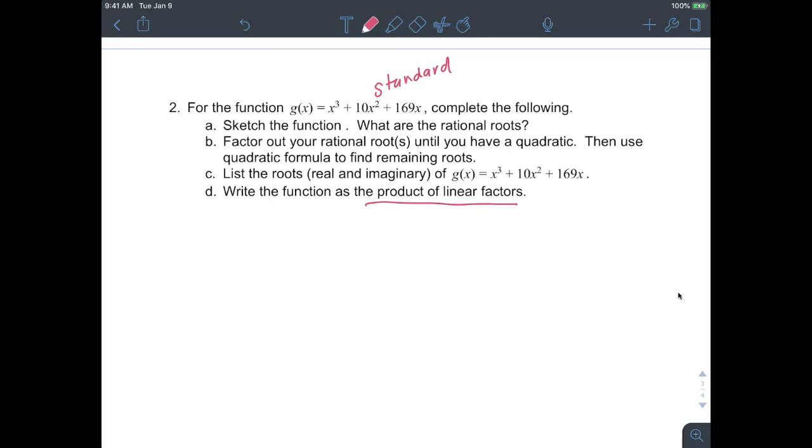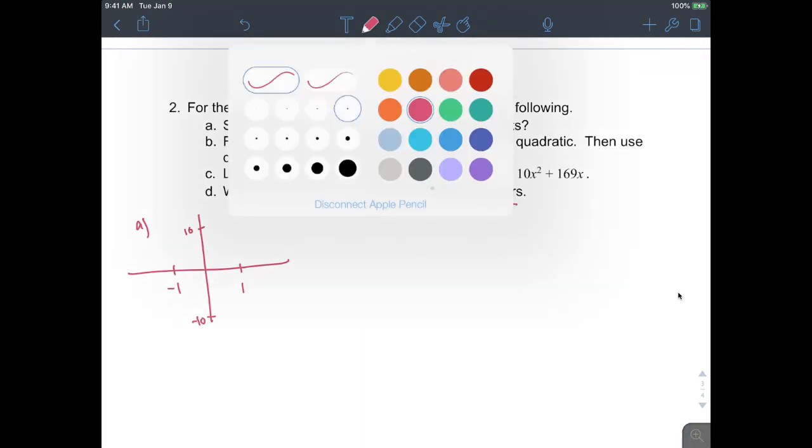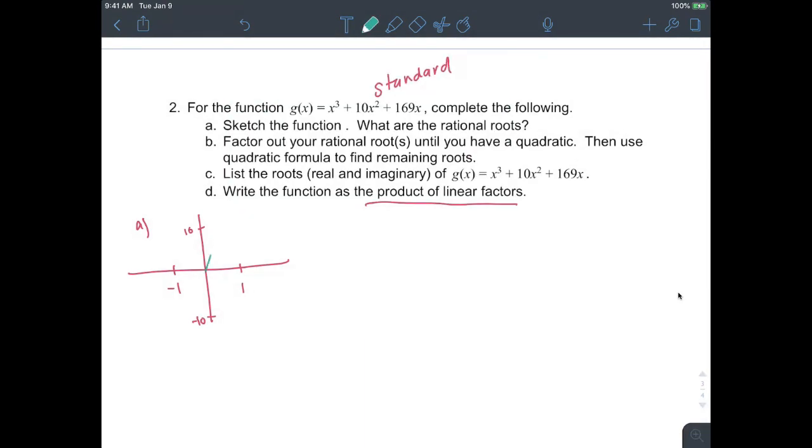I first sketch the graph as A. We're going to sketch the graph. I really had to adjust my window. So it looks like a straight line when you graph it, but it does have a very fast increase here. So I noticed that I have a root at x equals 0, or an x-intercept. Okay, a rational root.